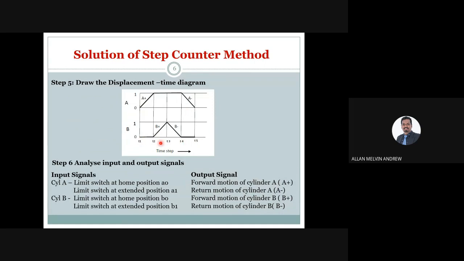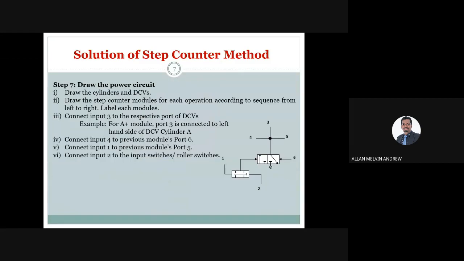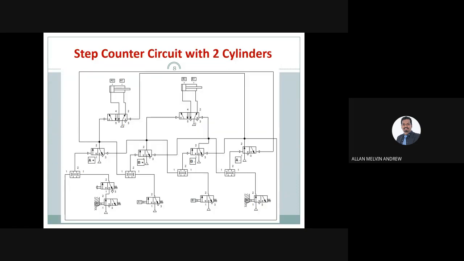Then you have the input signal coming from cylinder A and cylinder B, and the output signal for cylinder A and cylinder B: A plus, A minus, B plus, B minus. Then you draw the power circuit. This is the sequence that you need to draw. First, this is your step counter module. You have 1, 2, 3, 4, 5, and 6. Make sure all of these are there. Then you can draw accordingly.